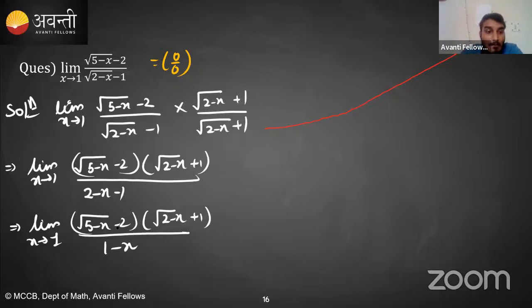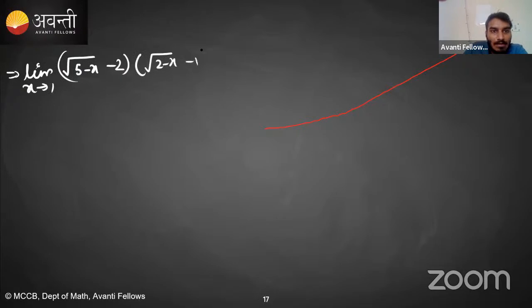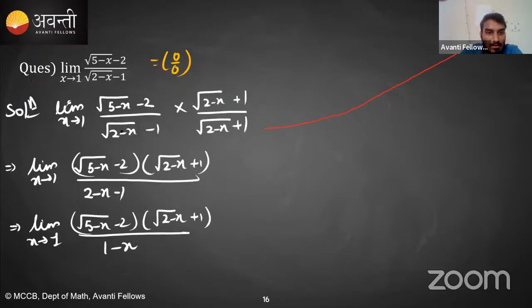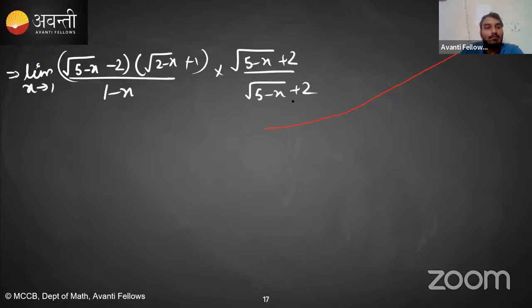So what you can do is rationalize this root of 5 minus x minus 2. Clear? So it is written as limit x tends to 1, root of 5 minus x minus 2 upon 1 minus x, times root of 2 minus x plus 1. Is this correct? Multiply and divide by the square root of 5 minus x plus 2 divided by the square root of 5 minus x plus 2. Clear? If it is clear, what will you get?